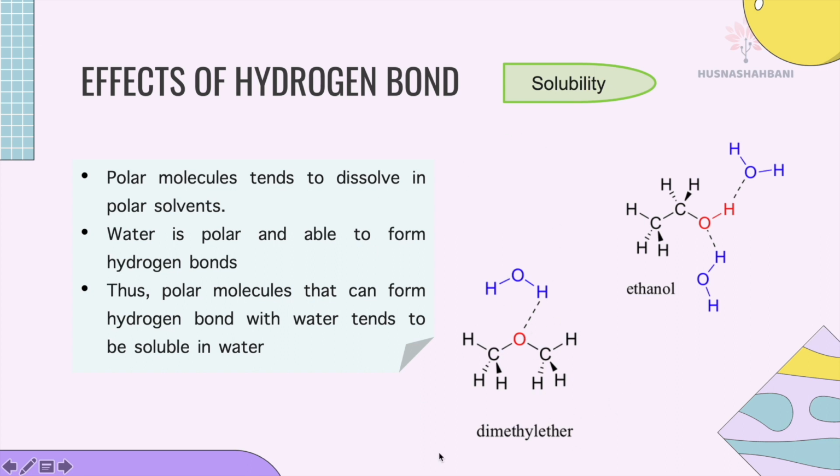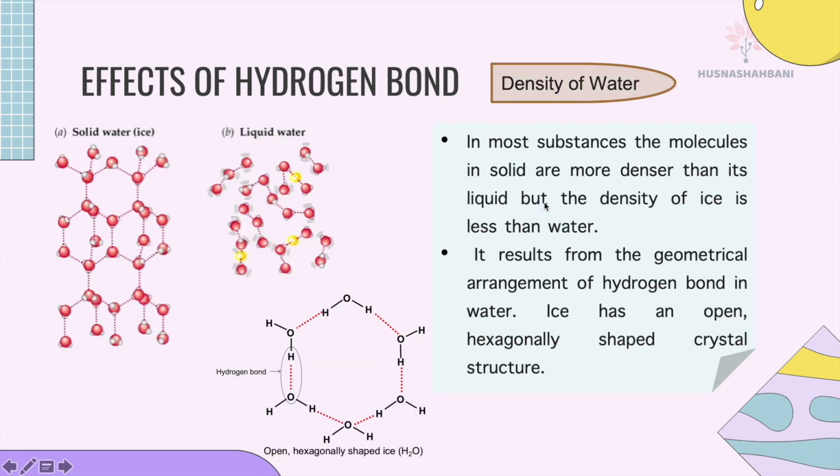If you want to check solubility of dimethyl ether, can this dimethyl ether form hydrogen bond with water? If yes, then dimethyl ether can be soluble in water. Same goes for ethanol. If the ethanol can form hydrogen bond with water, it means ethanol is soluble in water. That's how you check the solubility.